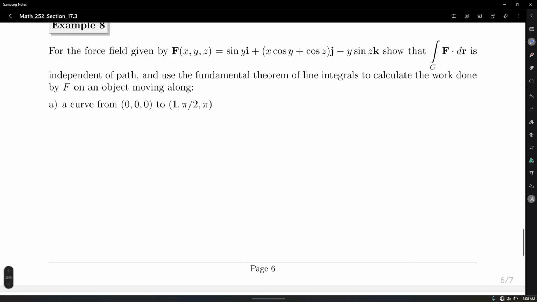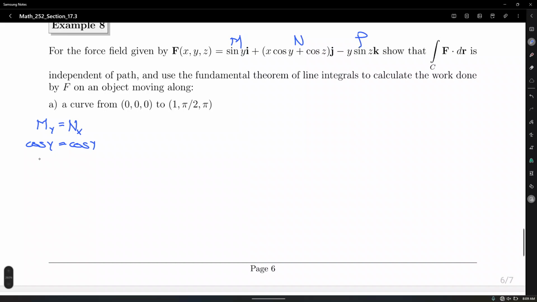Okay, let's check. So number one, let's check that m with respect to y equals n with respect to x, where the components are m, n, and p. The derivative of m with respect to y is cosine y, and that equals the derivative of n with respect to x. The derivative of x is 1 times the coefficient cosine, that's cosine y. The derivative of cosine z with respect to x is 0. So the first condition is satisfied.